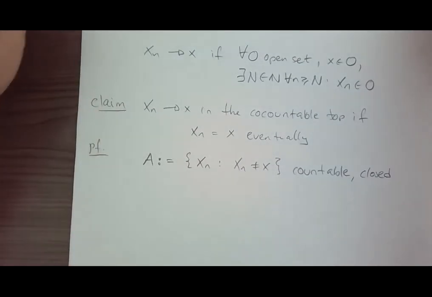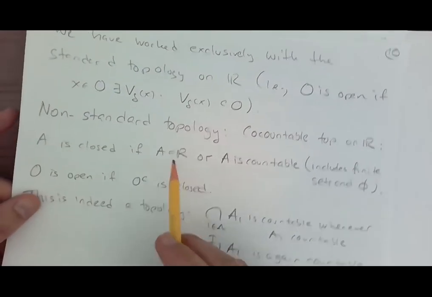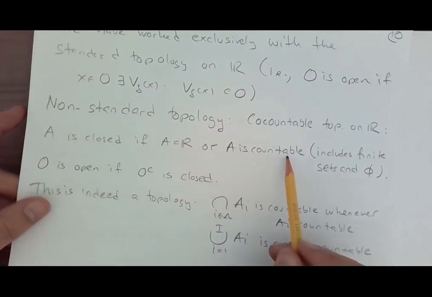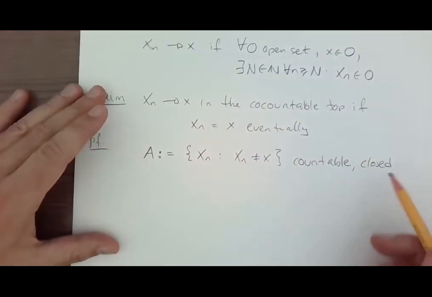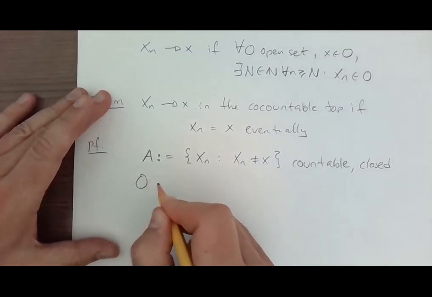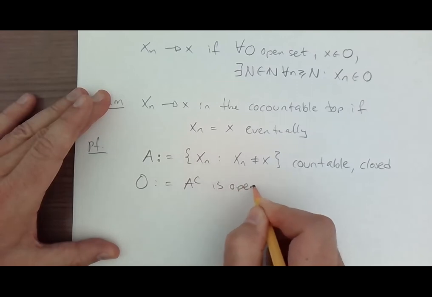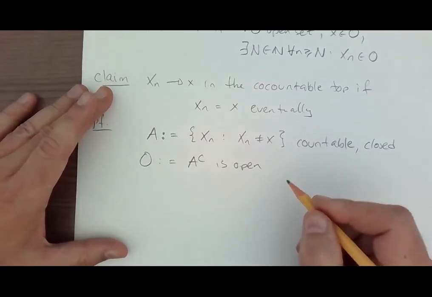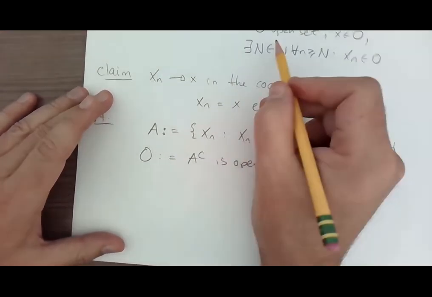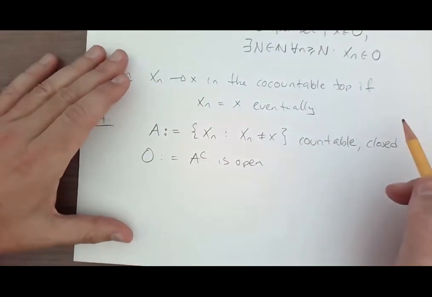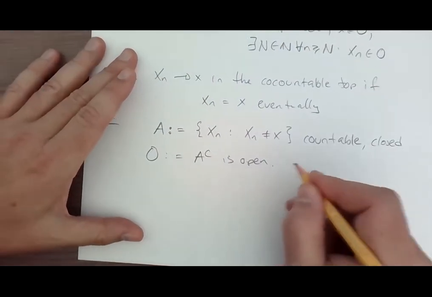That was the definition of this co-countability, right? A set is closed if it's countable. Okay, so if this one here is closed, then O, being the complement, is going to be open. Then we use the definition. We're going to have that.